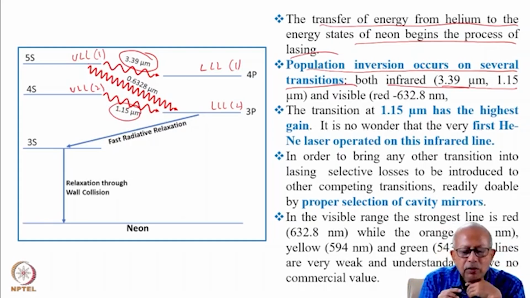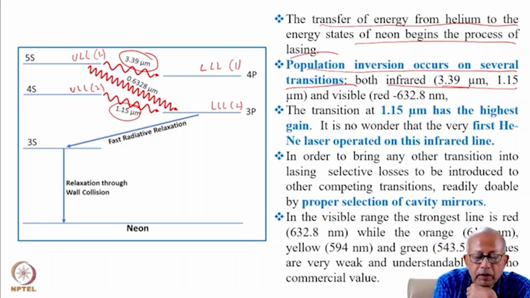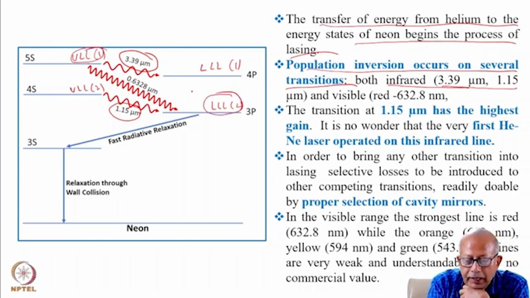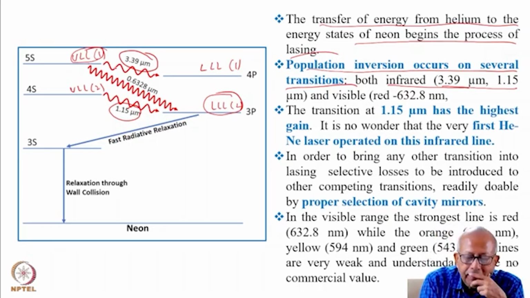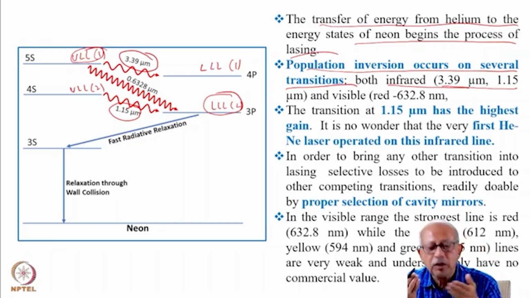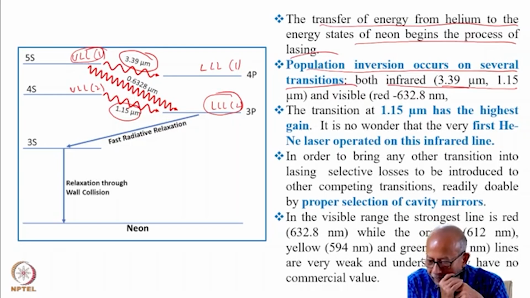And there is a visible transition also which occurs between this upper level and this lower level. And this is again split into a number of sublevels for the same reason, because the electron has both orbital angular momentum as well as spin angular momentum. And a number of visible transitions can result from this emission, which can be red, orange, green, and yellow.